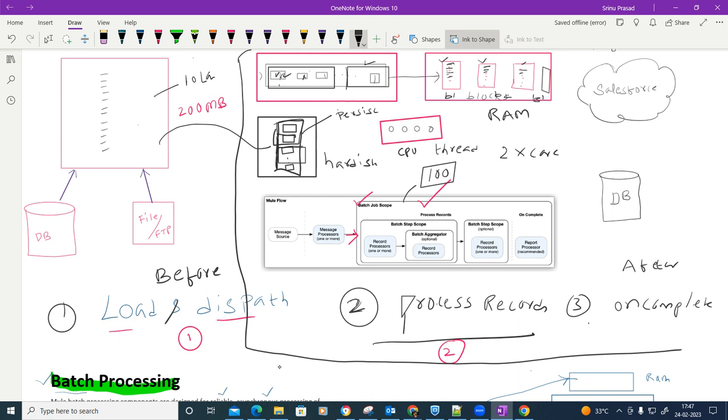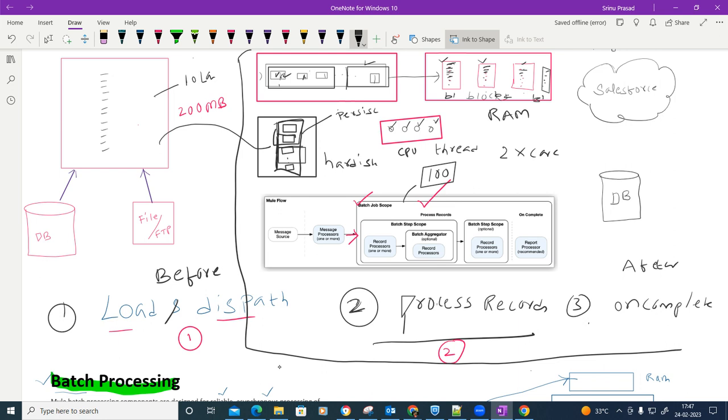These four threads, each thread takes one block of 100 records. Assume the block size is 100. Each thread picks one block and loads that block into RAM. This is block 1, block 2, block 3, and block 4. Each block contains 100 records, and four blocks get loaded into RAM.